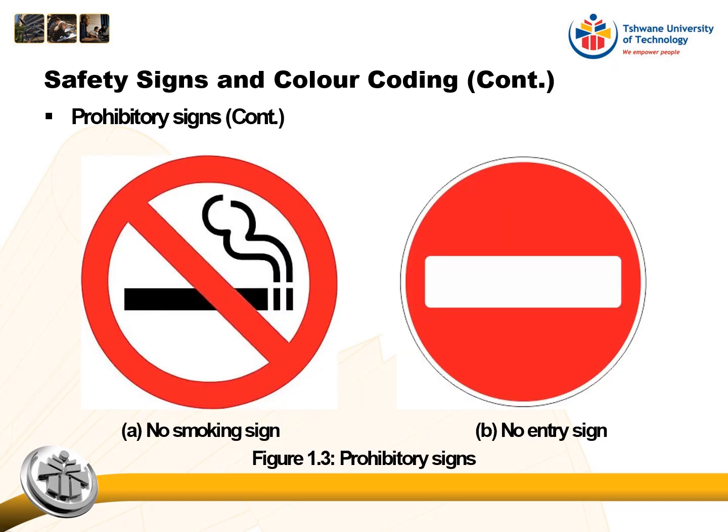So these are examples of prohibitory signs. They have a red border and they have that red diagonal line. So it's a black picture on a white background. So normally most of them you will find them like this. They will have that red border and that diagonal red line. The picture will be black on a white background. So the only exception is the no entry sign because it has a white line on a red background.